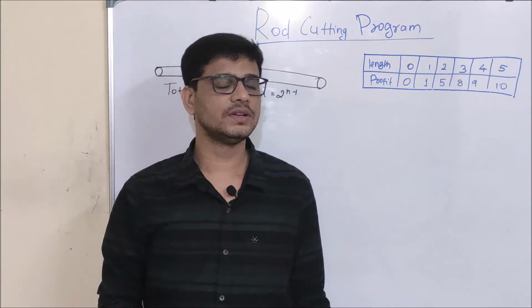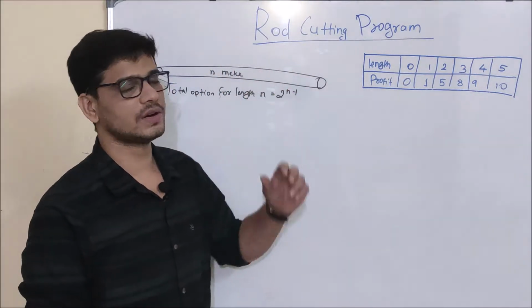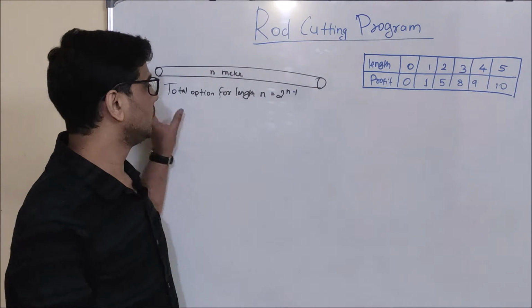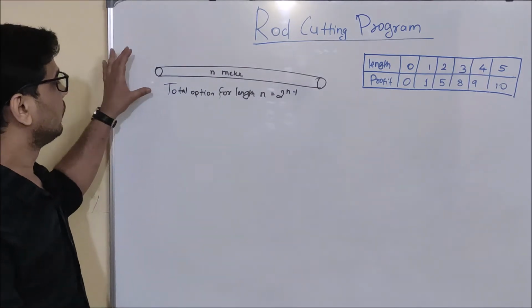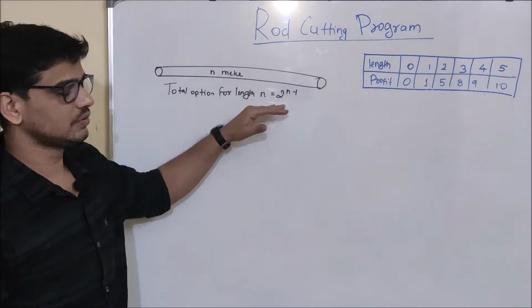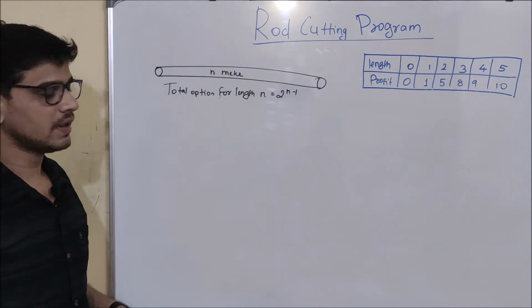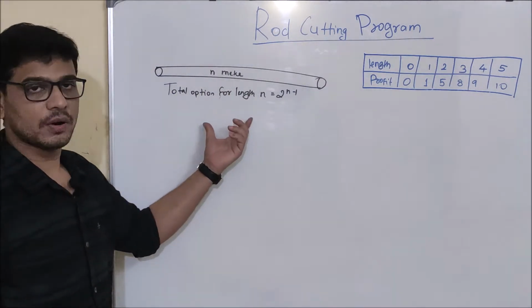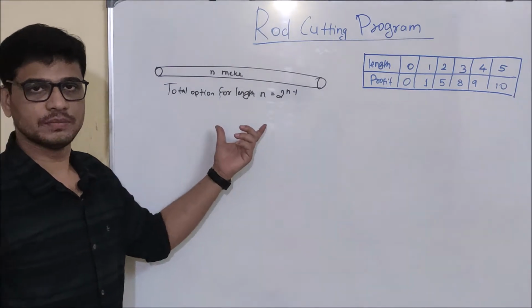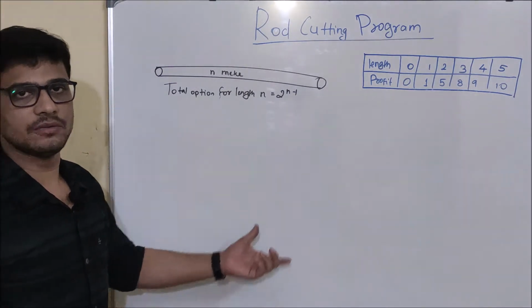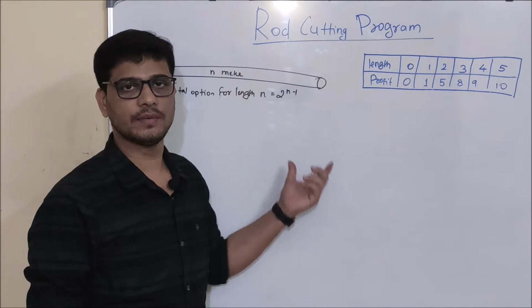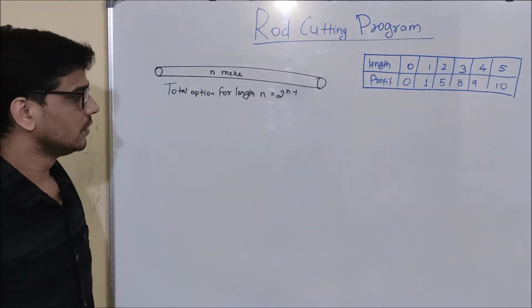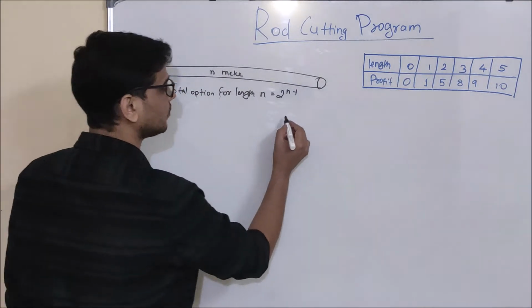Hello friends, in today's video we are going to write a program for the rod cutting problem. In the last video we have already seen that for an n meter rod I have a total of 2 to the power n minus 1 options, and this is an exponential solution. So in this video we are going to write a recursive program for the rod cutting problem and then we will analyze it and see if we can apply dynamic programming here or not. So now let's write the program.